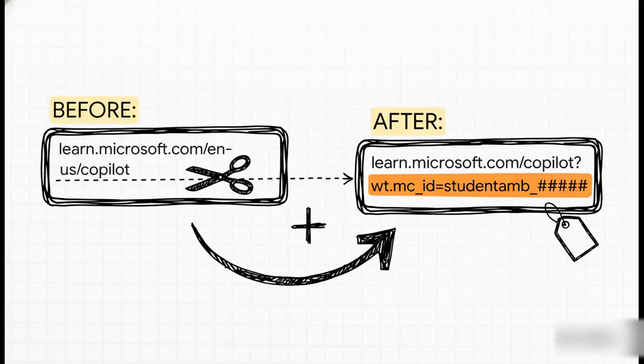So how do you actually use it? Well, if you're on the influencer path, you're going to stick it on the end of any Microsoft URL you share. You see here how you take a standard link, maybe clean it up a bit by removing that language code in the middle, and then you just add your unique tracking ID to the end. That's literally how Microsoft knows that traffic came from you.